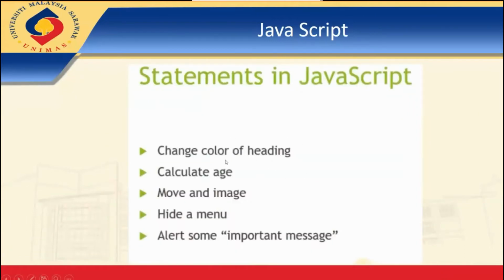So what are the common places and points where we use JavaScript in our pages? There are many different cases. For example, in a dynamic website at runtime, you may want to change the color of a heading, calculate age, move or animate images, hide menus, or show important messages. There are many different possibilities with JavaScript. Today I will show you one practical example where JavaScript plays a very important role in a dynamic way.